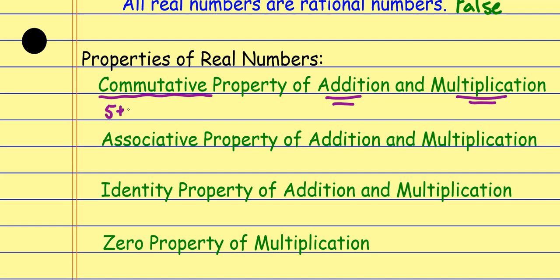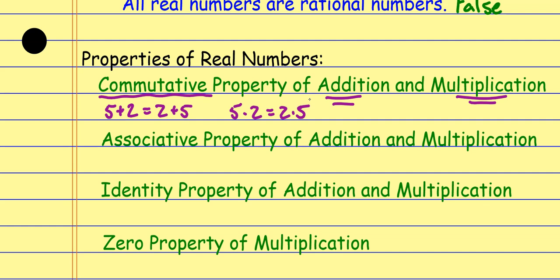Like 5 plus 2 is the same as 2 plus 5. That's the commutative property. We can change the order and we still get the same answer of 7. And it works with multiplication also. I'll use the same numbers. 5 times 2 is the same as 2 times 5. Okay? It doesn't work with subtraction though. 5 minus 2 is not the same thing as 2 minus 5. 5 minus 2 is a 3. 2 minus 5 is a negative 3. It's not the same. It doesn't work with division.